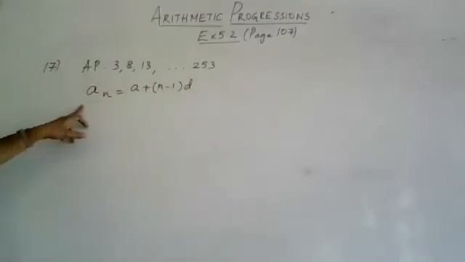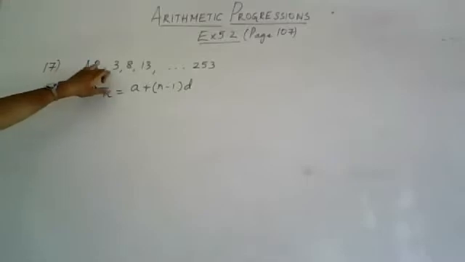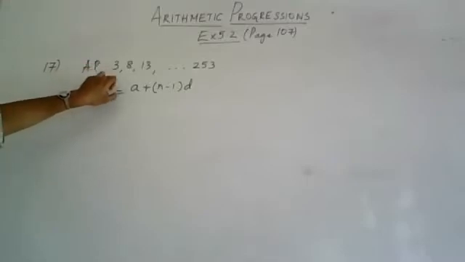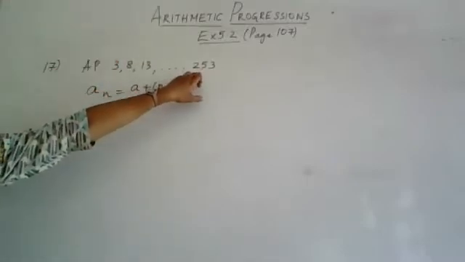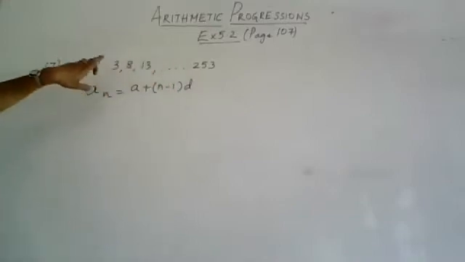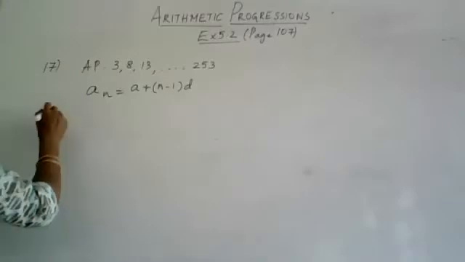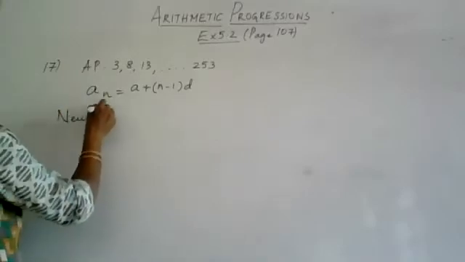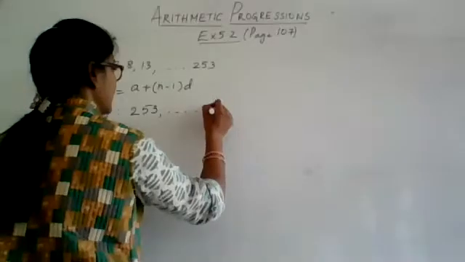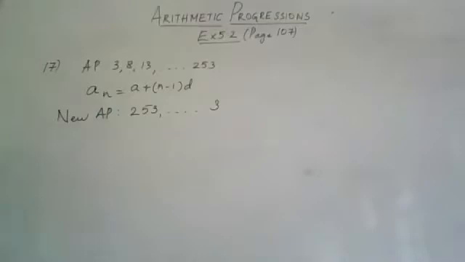This is the nth term. It can be any term from the beginning of the AP. But now the question is, I have to start from the last term and count and find out which is the 20th term. Now how will you do this? For this you have to flip your AP. That means bring the last term as the first term.